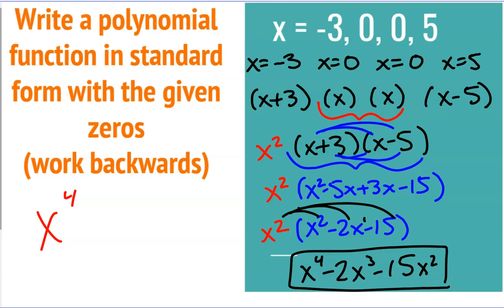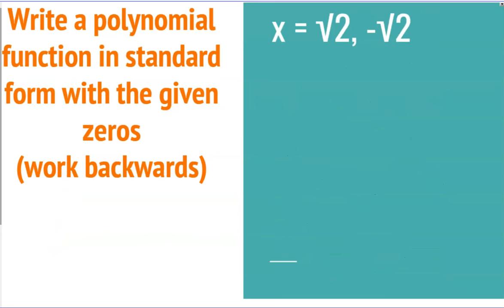All right, one more of these. Write a polynomial function in standard form with the given zeros. Look at them now. They are both a square root. So here I have x equals the square root of 2, and I have x equals the negative square root of 2. All right, I still see 2 roots, so I know I'm going to have an x squared as my polynomial. That'll be my leading degree.